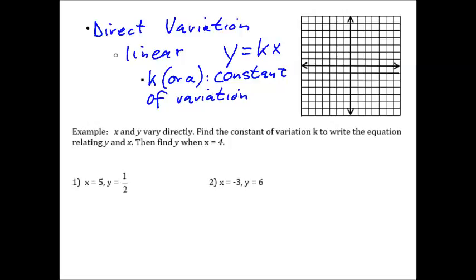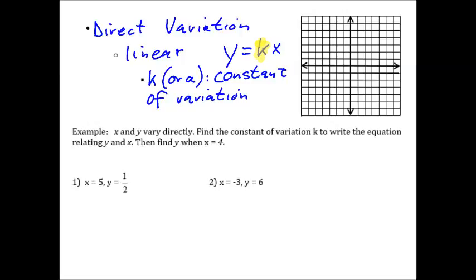Please note that k is in the same position, even though it's a different letter, as m, the slope that you have known since we talked about linear equations. Remember, slope-intercept form, y is equal to mx plus b. Here we're using k, it's a different letter, but it has the same purpose and the same effect on our function. It's essentially the slope of the line.